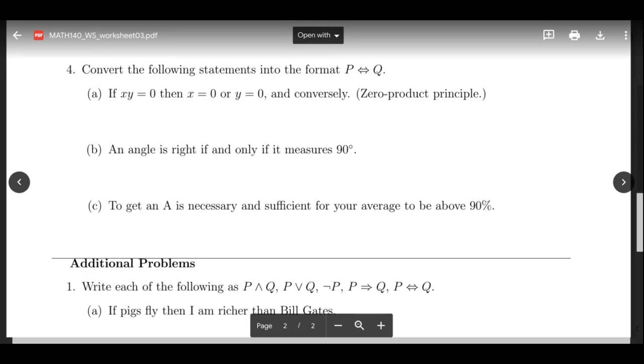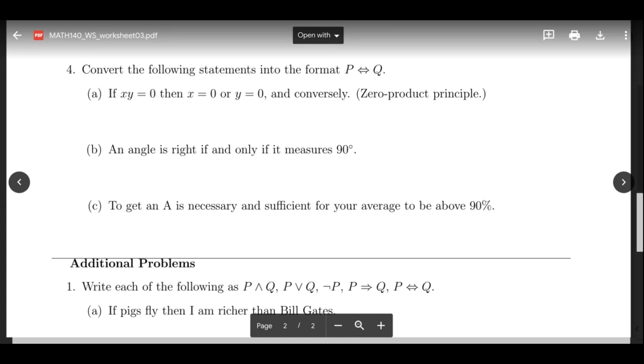Okay, 4A, Moises. Moises, are you here? Okay, so Moises has P if and only if Q. So he called P equals to if pigs fly.